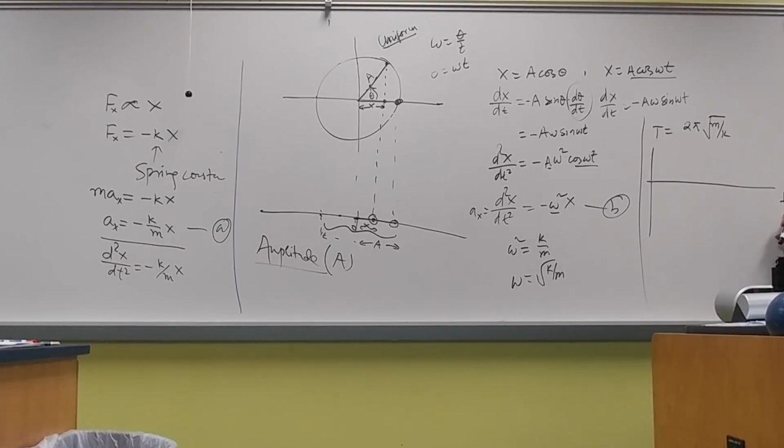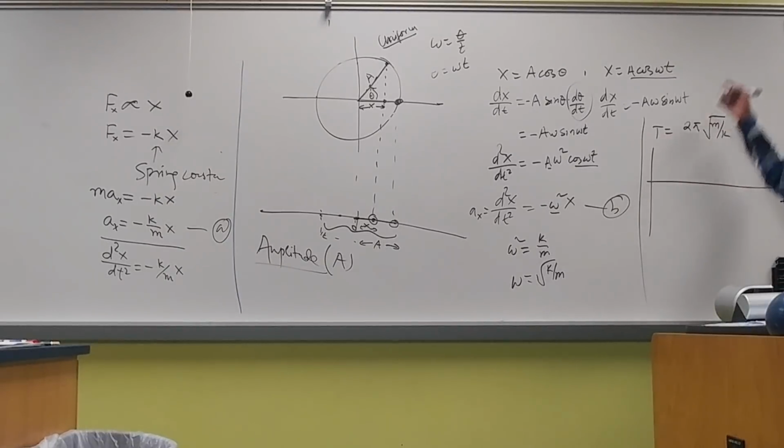Professor, isn't it T equals 2 pi times omega? T, the time, equals 2 pi over omega, right? 2 pi over omega. That's why you put it m over k, because it's in the denominator.